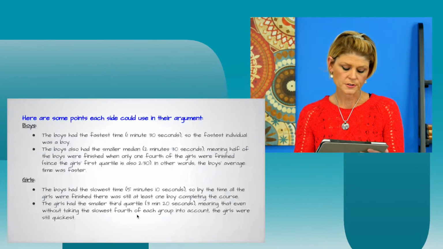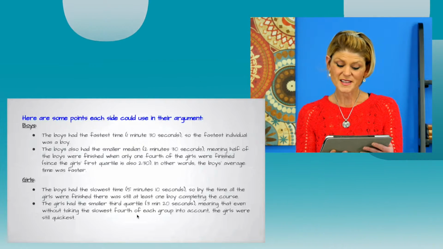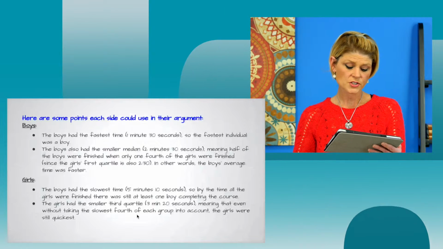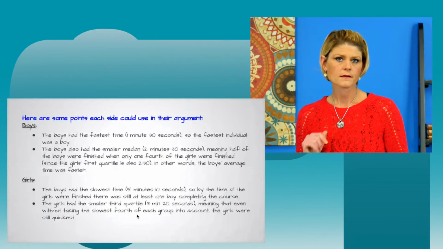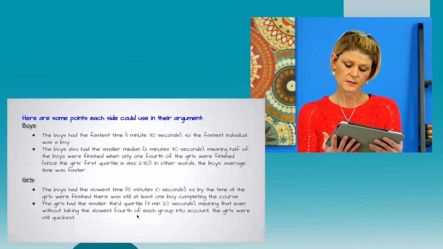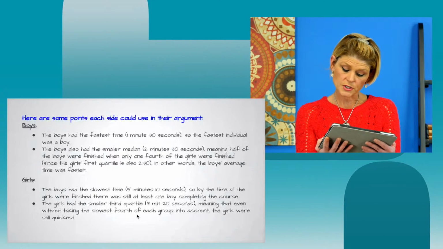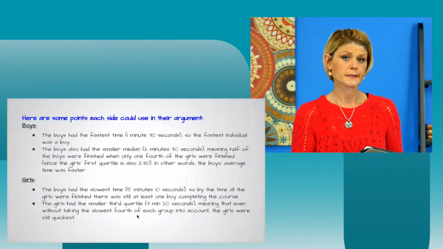However, let's take a look at the girls. The boys had the slowest time, 5 minutes and 10 seconds. So by the time all the girls were finished, there was still at least one boy completing the course. And the girls had the smaller third quartile, which was 3 minutes and 20 seconds, meaning that even without taking the slowest fourth of each group into account, the girls were still the quickest.